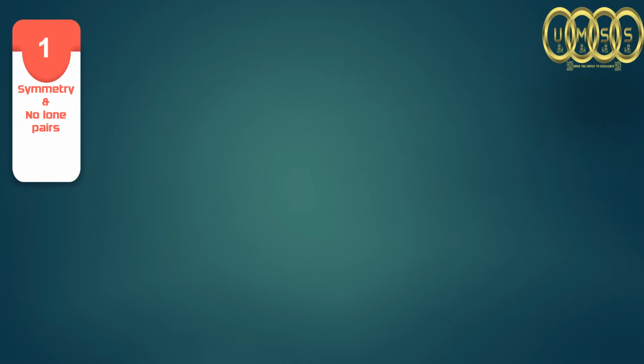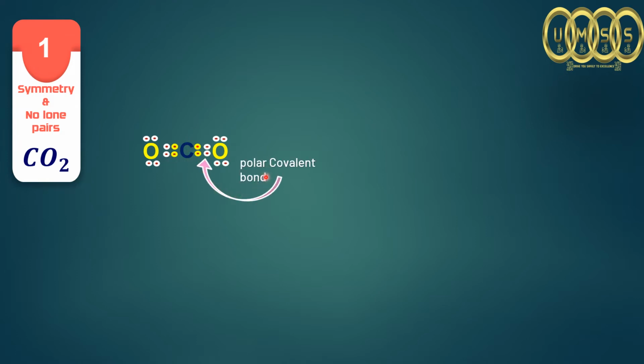Let's see another example, carbon dioxide CO2. By Lewis dot structure, the carbon atom is in the center and bonded with 2 oxygen atoms, and no lone pair on the carbon atom. The bonds between carbon and oxygen atoms are polar covalent bonds, as the electronegativity of oxygen is 3.5 and for carbon is 2.5. So the electronegativity difference equals 1, which is high enough to give the polarity character to these bonds.